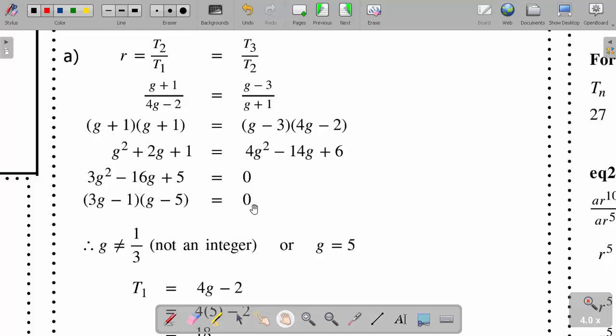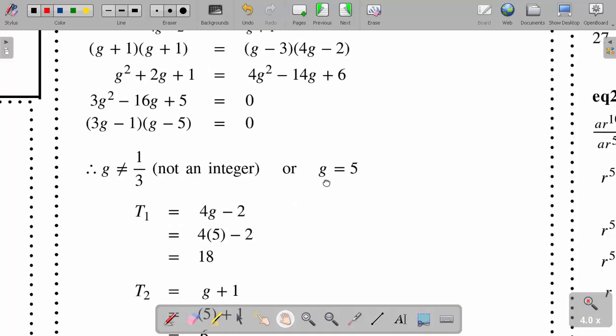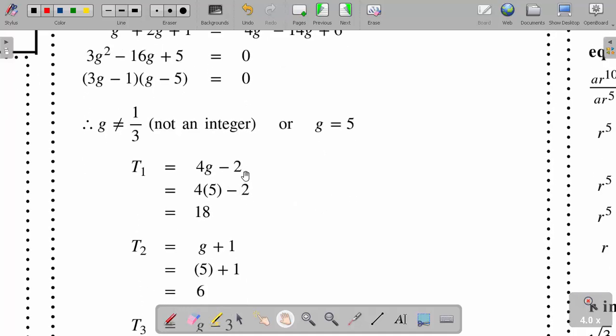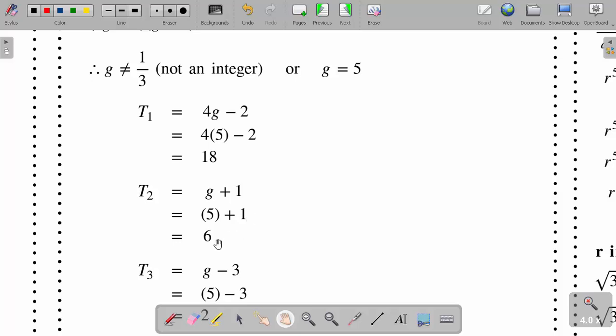Because this is 0, I'm going to use the zero product rule, which means either 3g minus 1 equals 0, which gives us g equals a third, or g minus 5 equals 0, which gives us g equals 5. But g cannot be a third because it's not an integer. So I continue to get my t1 equals 4g minus 2, but my g is 5, so it gives me 18 here.